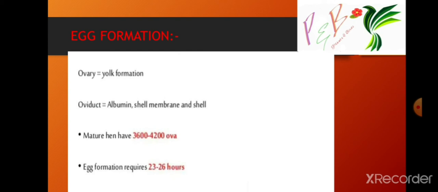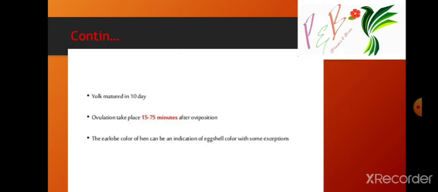A mature hen has 3600 to 4200 ova present in the ovary. This must be remembered: 3600 to 4200. Next, egg formation requires 23 to 26 hours. This is to be remembered. It is not exactly 24 hours, it is 23 to 26 hours based on the egg and the nutrition taken by the hen.